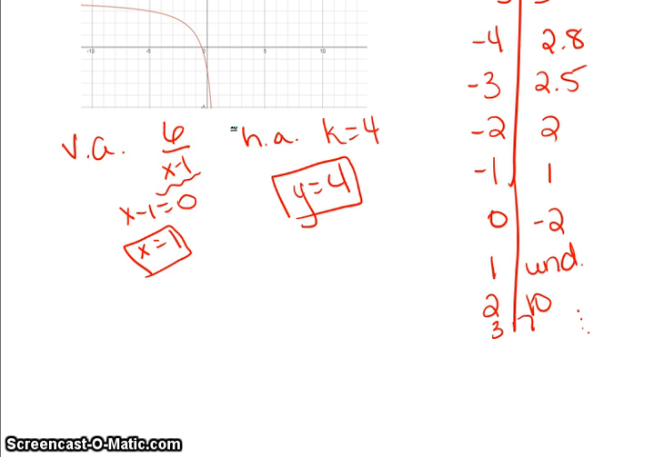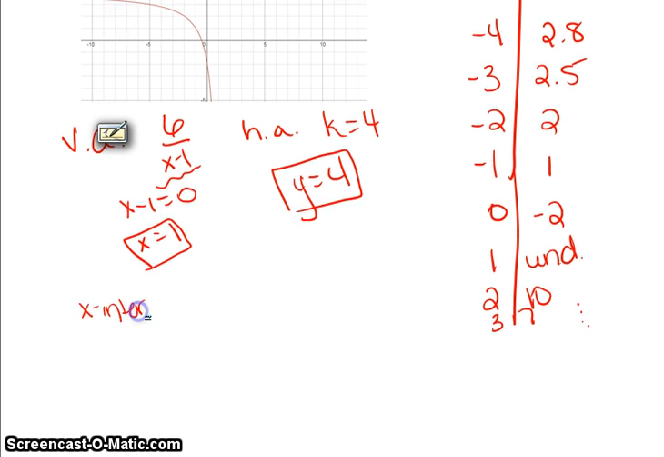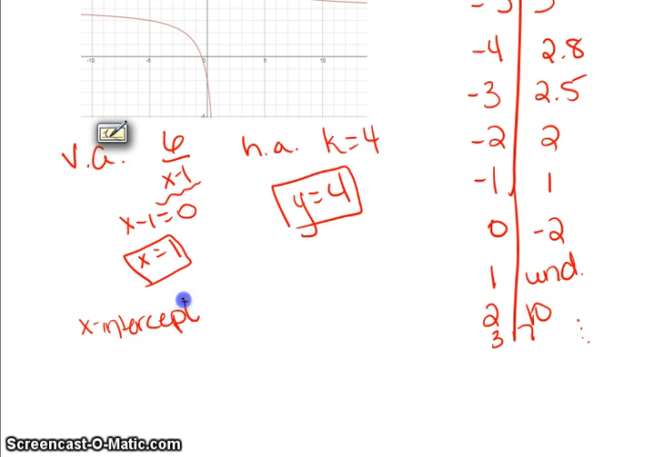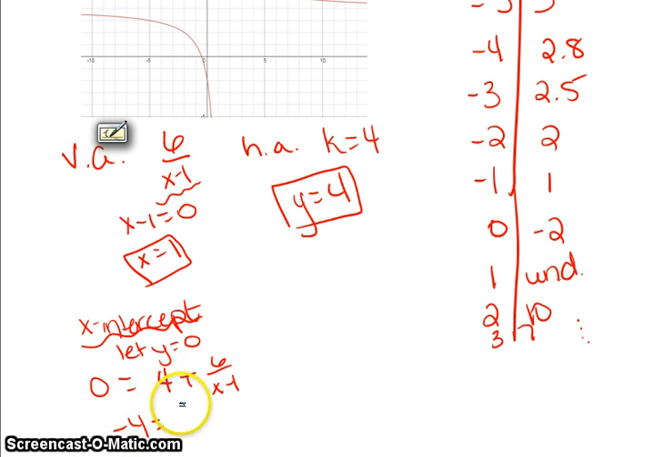Okay? So then we need to find our intercepts. So let's look at our x-intercept first. Your x-intercept, if you guys remember, is where we let y equal 0. If you can't see that from your graph, we can always do this algebraically. So let's let y equal 0. So we have 0 is equal to 4 plus 6 over x minus 1, or we had it the other way around, sorry. So what we're going to do is move 4 to the other side. So we have negative 4 is equal to 6 over x minus 1.